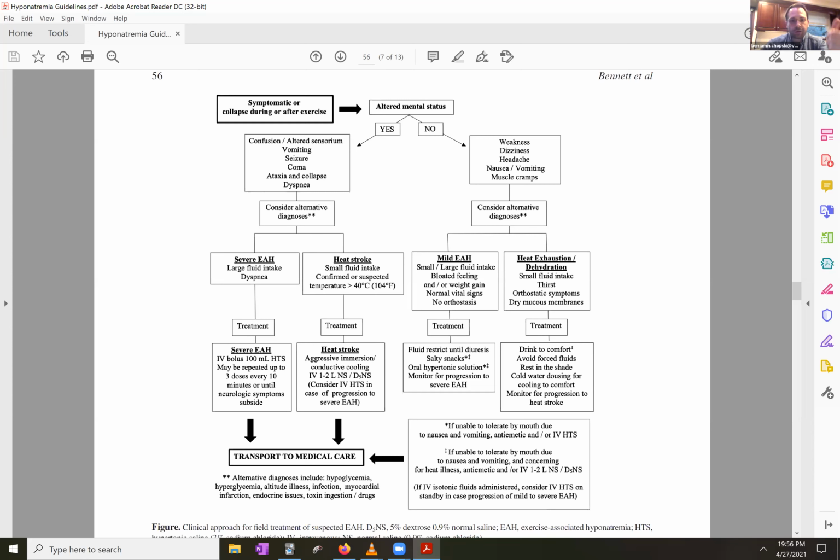So sit them down, give them the salt, but you really shouldn't let them go until they can start peeing and they have somebody to go with them and watch them, so that if they do for some reason decompensate after they leave, there's somebody with them and they're not having a seizure in their car driving on the way home.